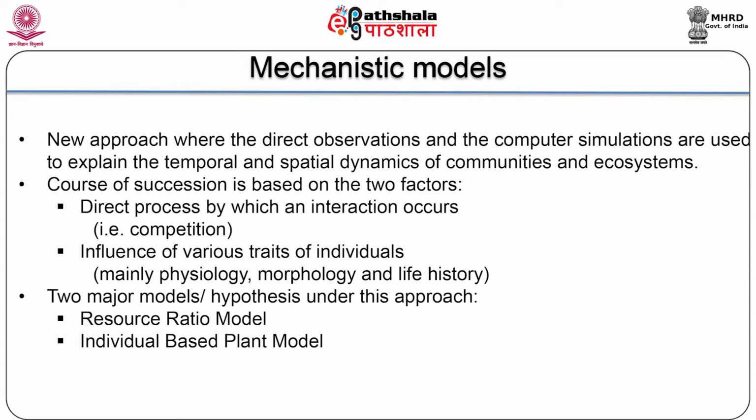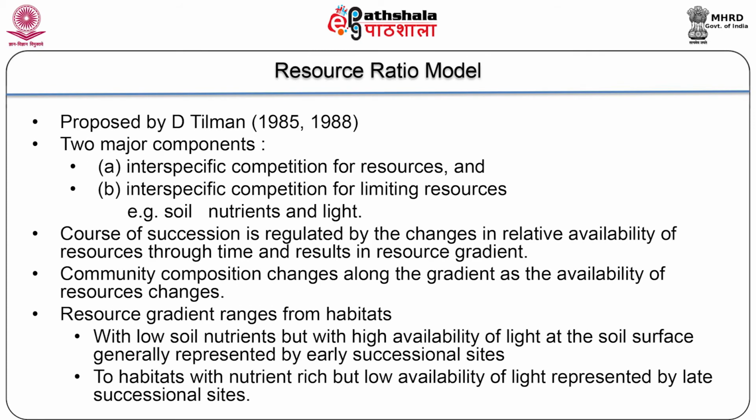Talking about the mechanistic model, this is a relatively new approach where both direct observations and computer simulations are used to explain the temporal and spatial dynamics of communities and ecosystems. This approach is based on both the direct process by which an interaction, that is competition, occurs, and also the influence of various traits of individuals, mainly physiology, morphology and life history, on the course of succession. There are two major models or hypotheses under this approach: the resource ratio model and the individual based plant model. Resource ratio model. This model was proposed by Tilman in 1985 and 1988.